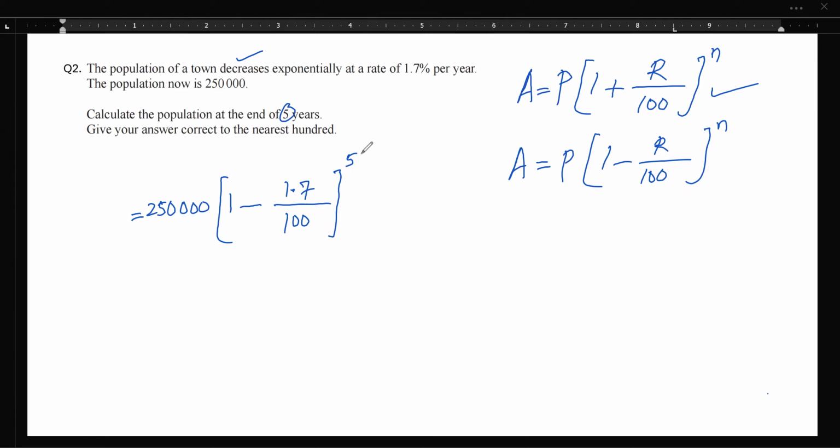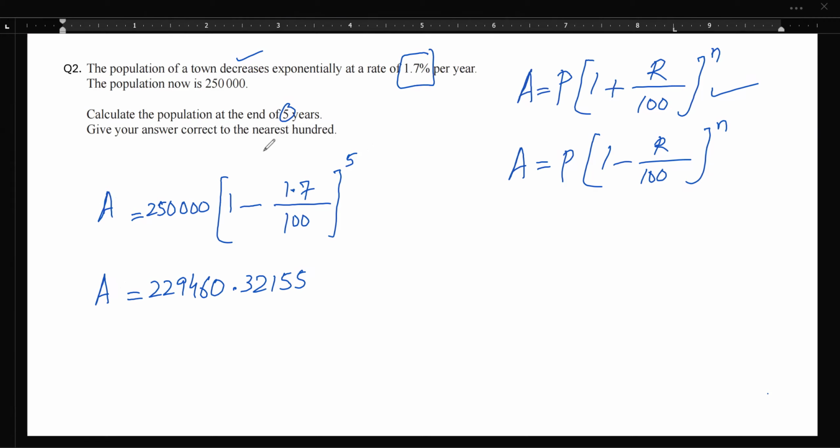Give me 1 minute, I'm also calculating for you. The power must be 5, multiplied by 250,000. It gives me 229,460.32155. That's the population that we have after 5 years, after the decrease of 1.7% per year.